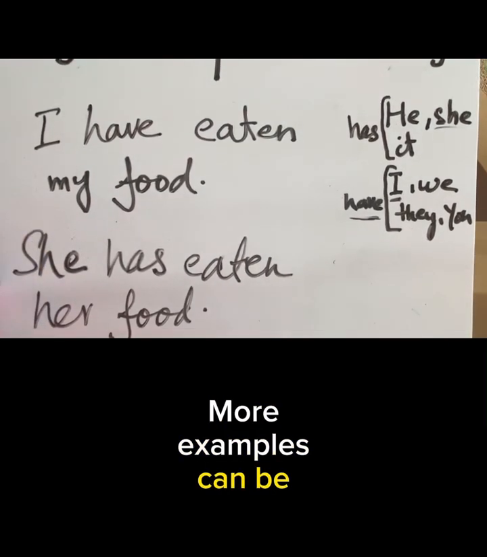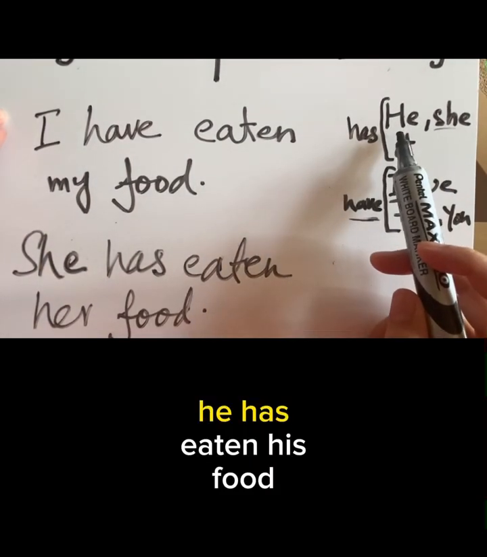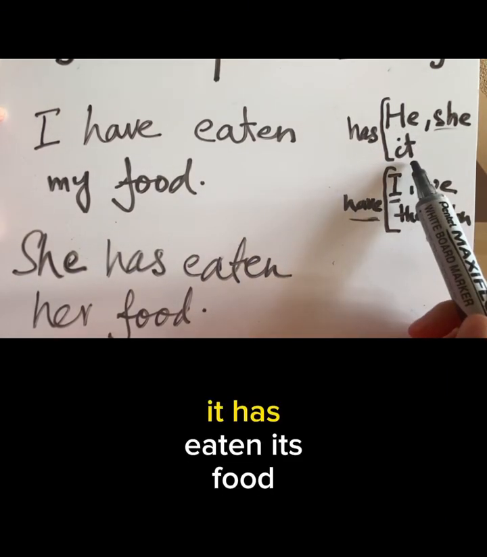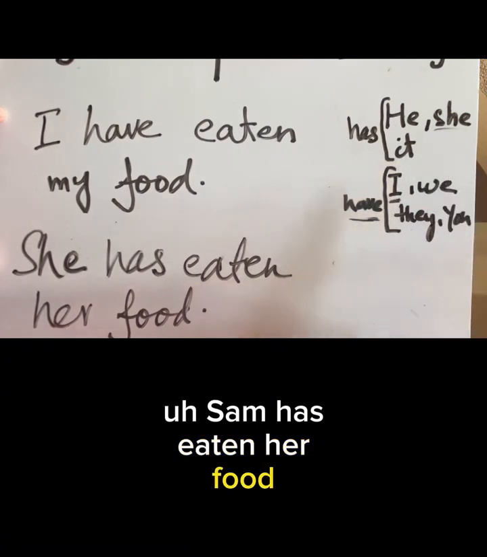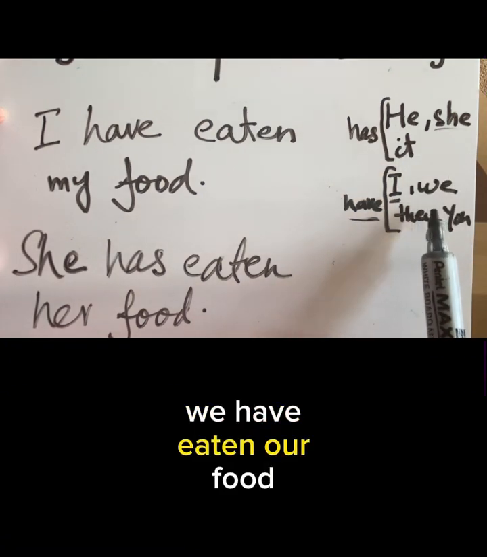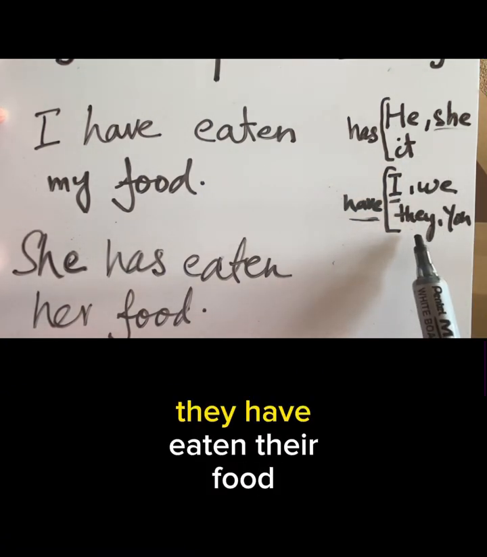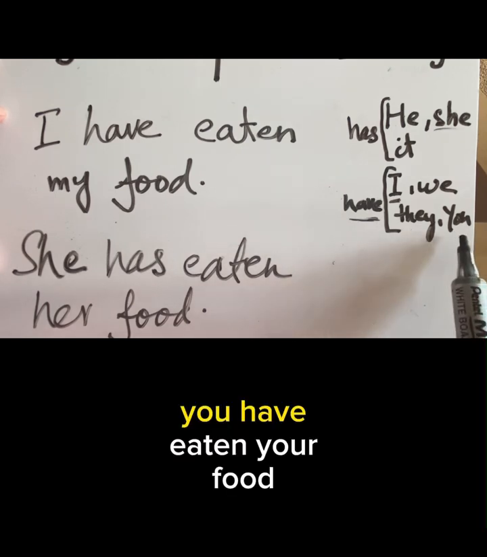More examples can be he has eaten his food. It has eaten its food. Sam has eaten her food. We have eaten our food. They have eaten their food. You have eaten your food.